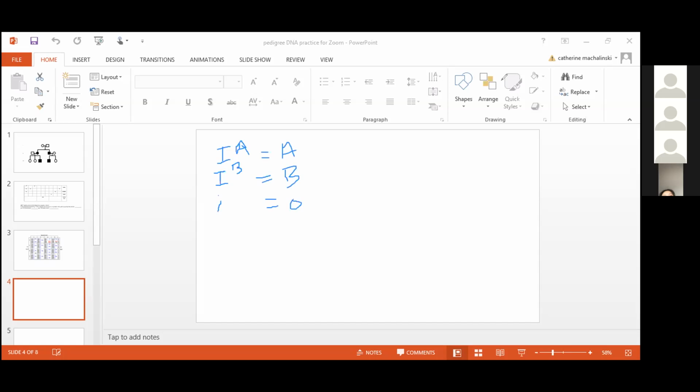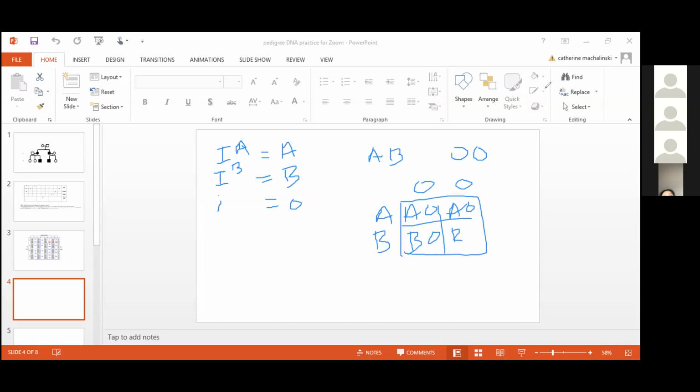In this case, you have an AB parent. The only genotype possible for AB is AB. And then you also have an O parent. The only genotype possible for an O person is OO. So you just do your Punnett Square. If one parent is AB, they will pass on either an A or a B. The other parent passes on an O. And so the two possibilities for their kids would be type A and type B.